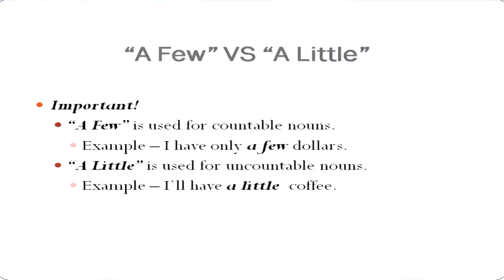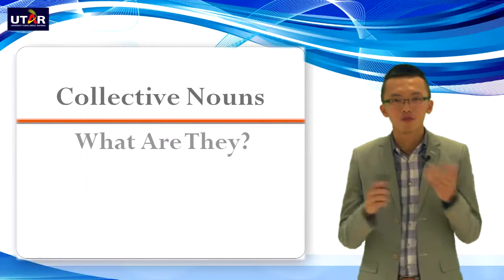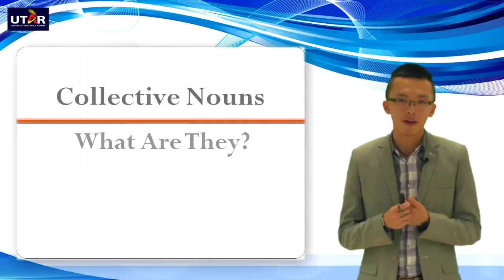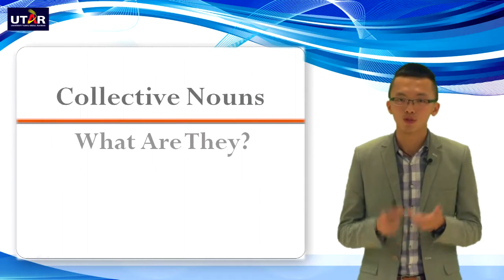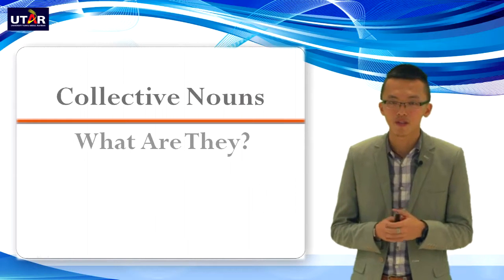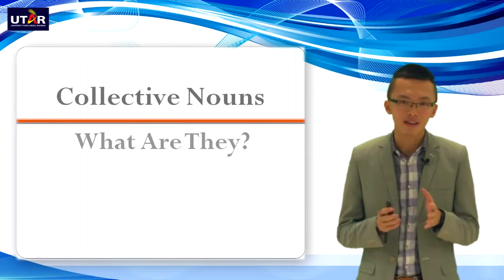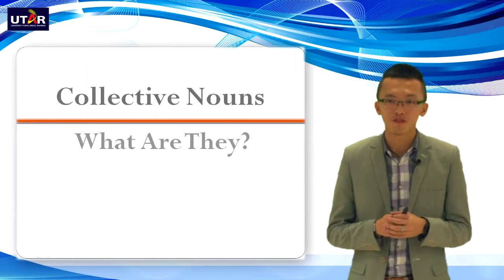Now, a little is used for uncountable nouns. For example, I'll have a little coffee. You cannot physically count liquid, and therefore it is an uncountable noun, so you use a little. So we've covered three parts already: common nouns, proper nouns, and also countable and uncountable nouns. We'll move on to the last item in the parts of speech of nouns.